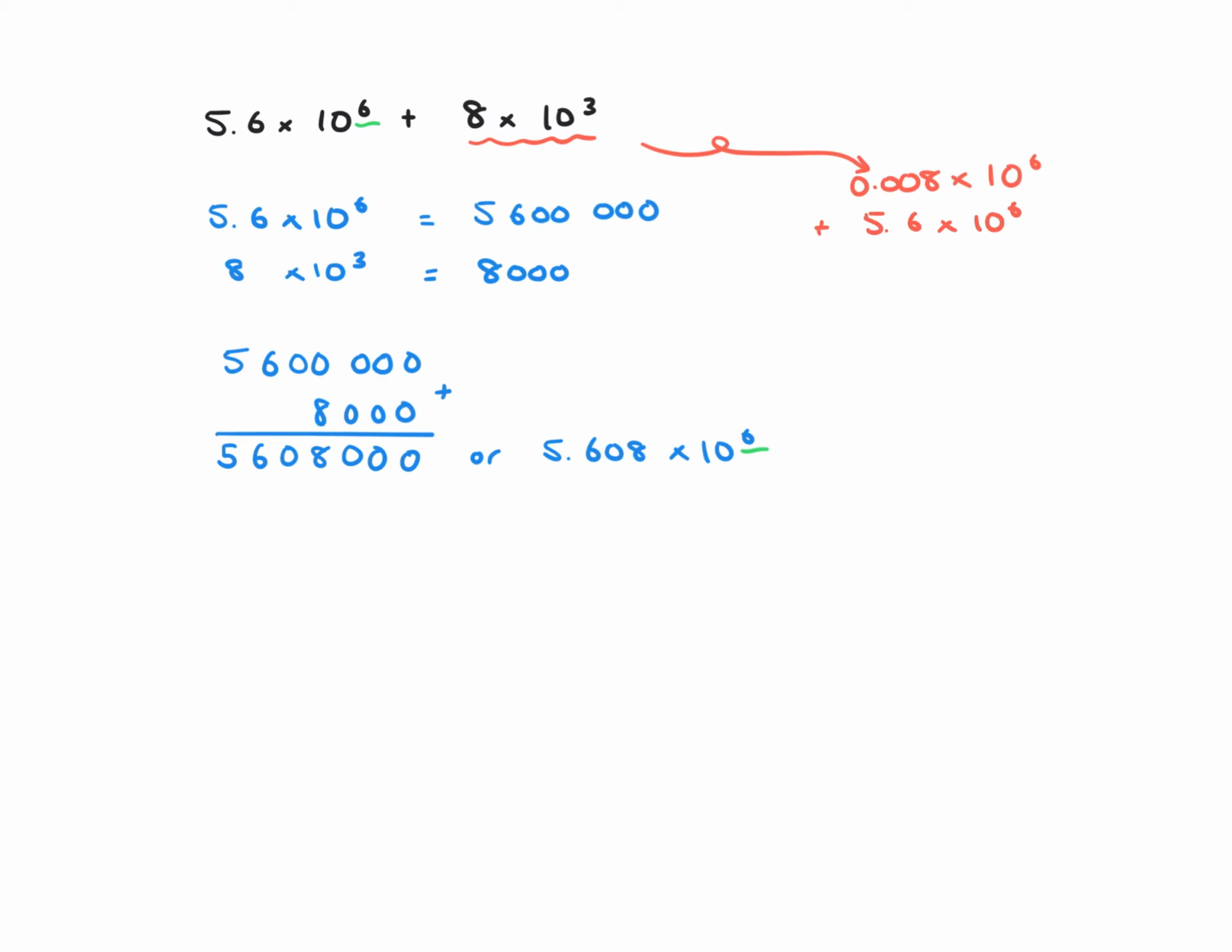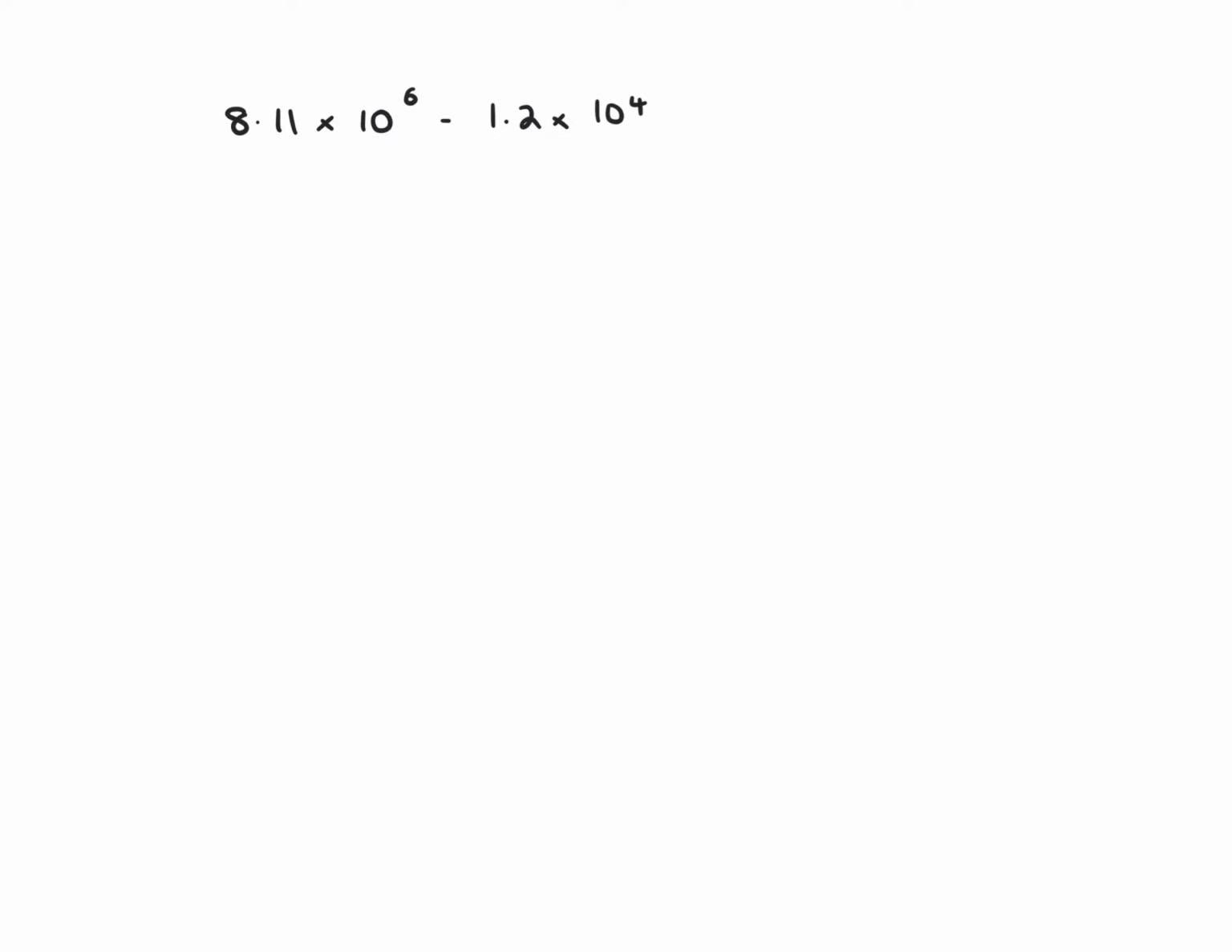And now that the powers of 10 are the same, we can simply add the number in front of them. We're going to add 0.008 to 5.6. That's 5.608, and so once again we've shown that the solution here is 5.608 times 10 to the power of 6. Now either of these methods is perfectly valid. It's very much down to personal preference. Let's see what these methods look like when we're subtracting numbers in standard form.